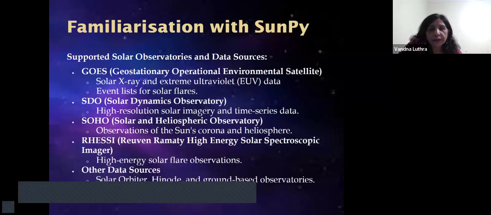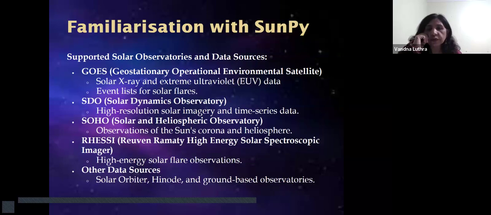Familiarization with SunPy also means knowing the supported solar observatories and data sources. One such observatory is GOES, the Geostationary Operational Environmental Satellite, in which solar X-ray and extreme UV data is of importance, along with event lists for solar flares. SDO is the Solar Dynamics Observatory, which has high resolution solar imagery and time series data. SOHO is the Solar and Heliospheric Observatory, which observes the sun's corona and heliosphere. RHESSI is the Reuven Ramaty High Energy Solar Spectroscopic Imager, used for high energy solar flare observations. Other data sources could be Solar Orbiter, Hinode, and ground-based observatories.